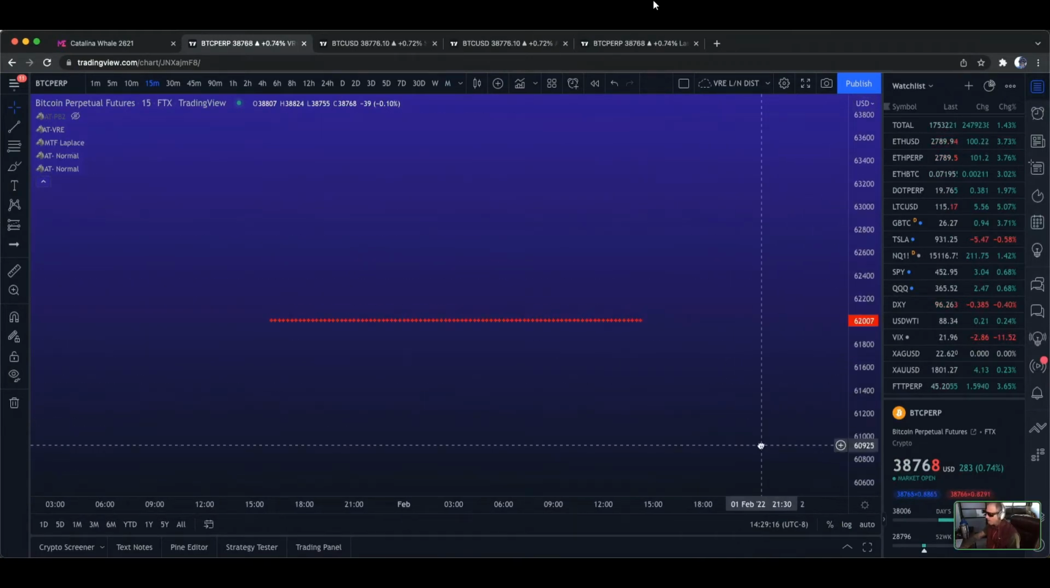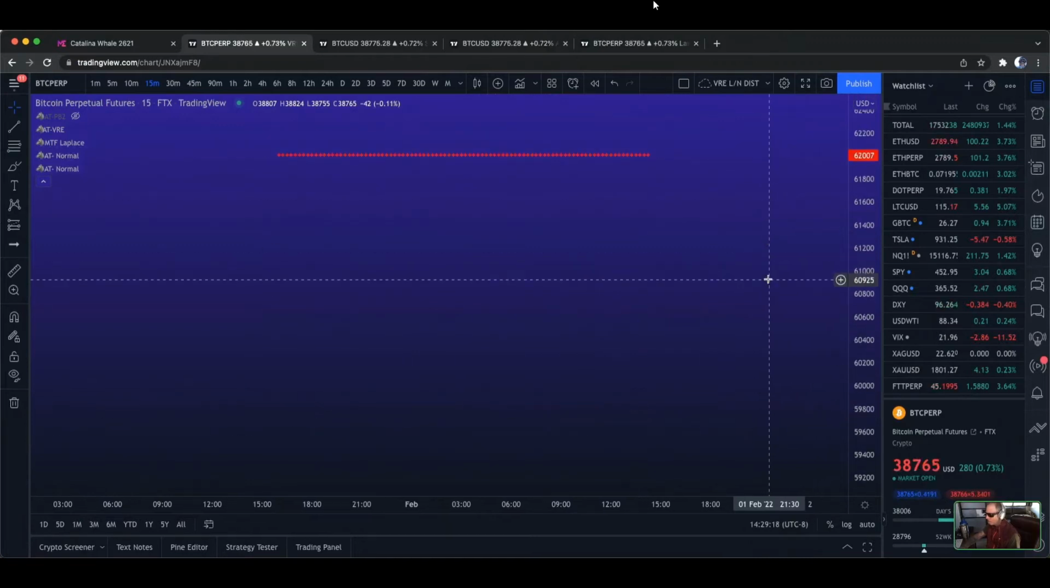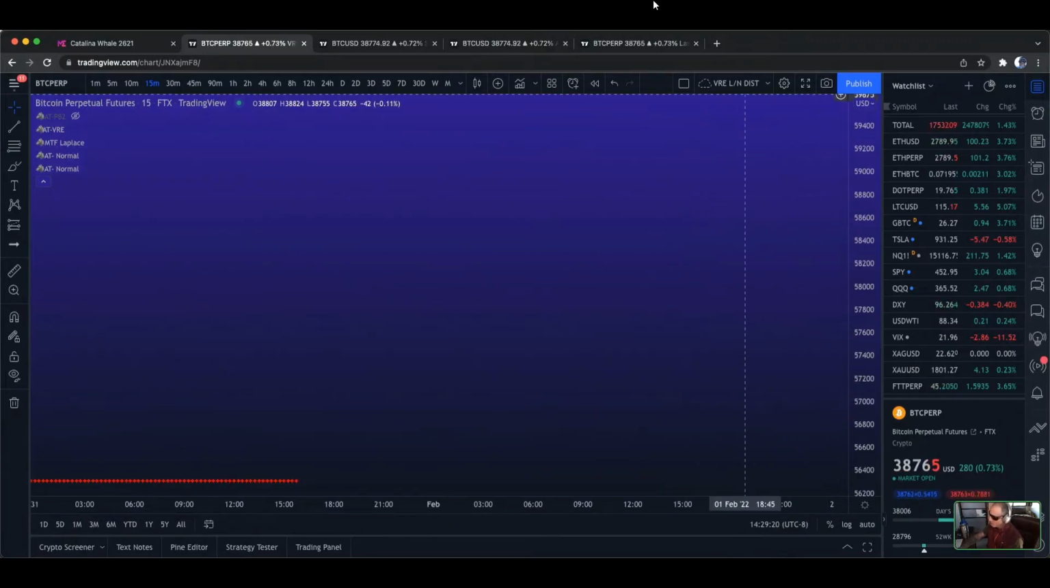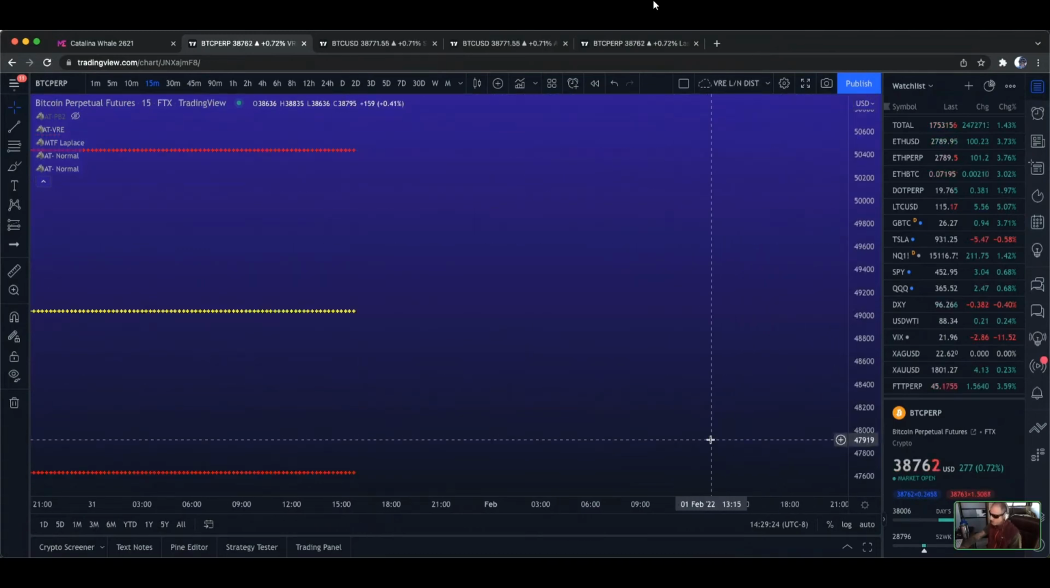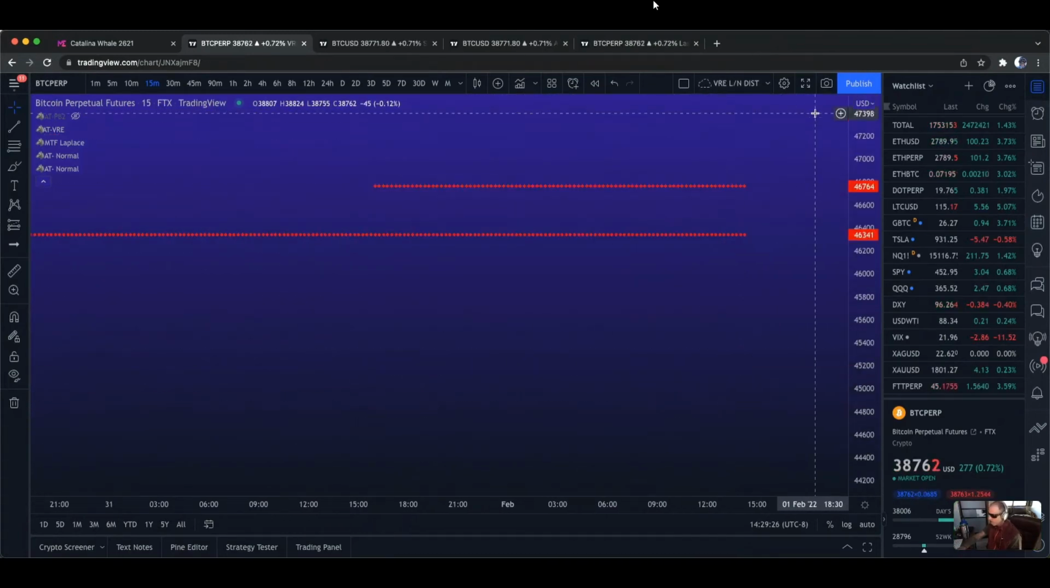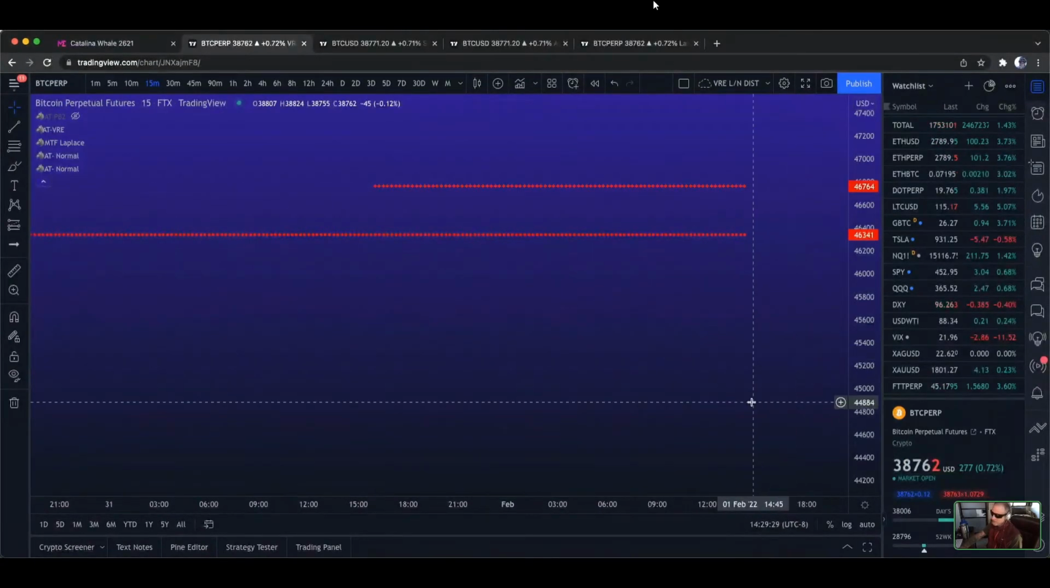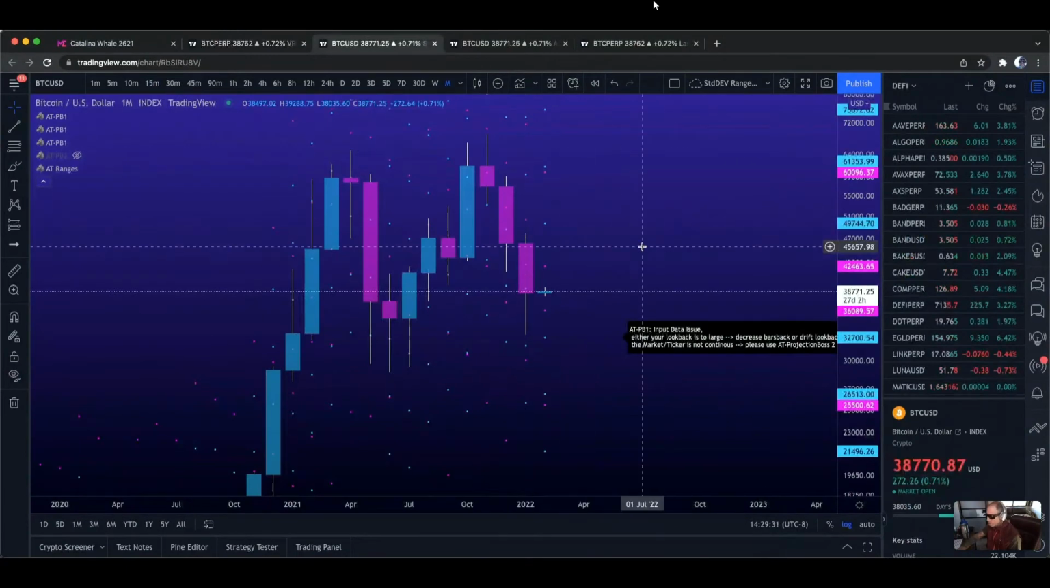Yeah, there's nothing there either. I mean, it's right in between the R2 and R3 on the monthly. This is going to be interesting to see what Bitcoin does here, to be honest. I mean, you got the R1 on the monthly, 46,750. And that is, yep, right in between. Hilarious. It's right up here pretty much.